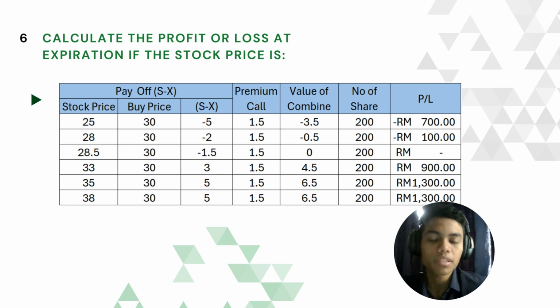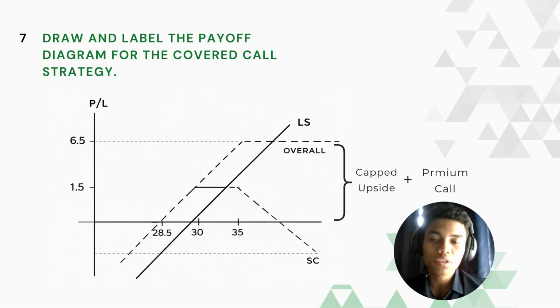So 5 ringgit plus 1.5 of the premium, we will get 6.5 value of the combination. So we multiply with 200, we get the same value as 38 ringgit, which is 1,300 ringgit. Now we go to question number 7.